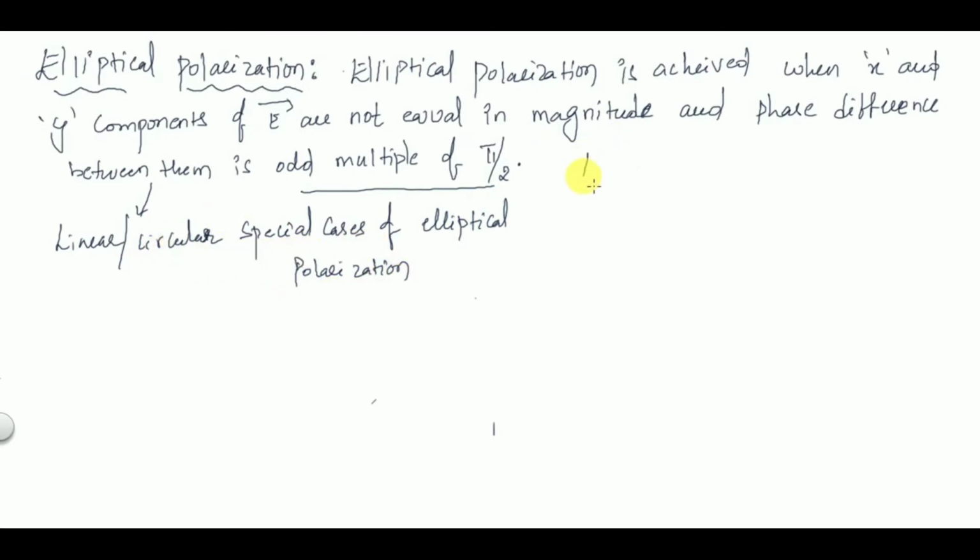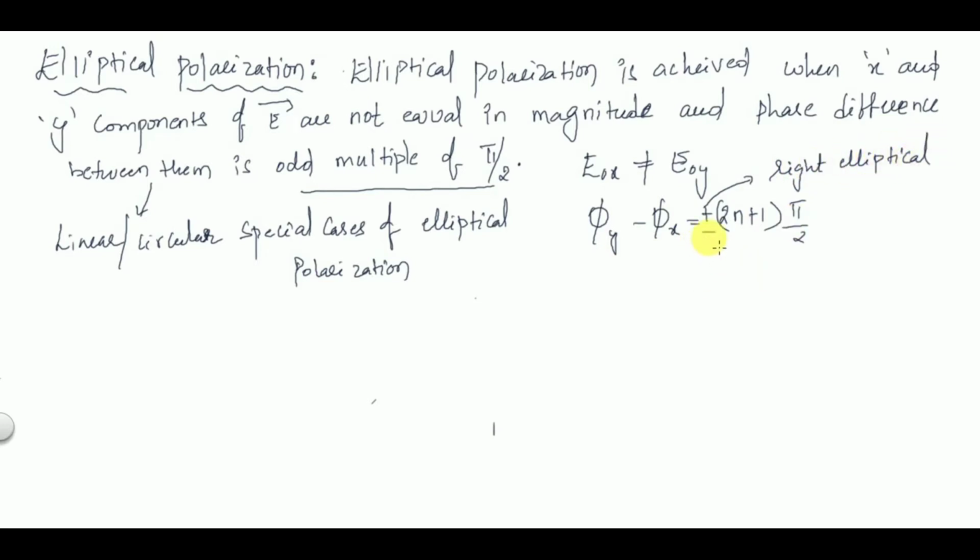So in this, EOX is not equal to EOY, that is, the magnitudes are not the same, and also phi y minus phi x, that is del phi, is equal to 2n plus 1 into pi by 2, again plus or minus. If it is plus, it represents right elliptical polarization, and if it is minus, it represents left elliptical polarization. Same concepts as circular polarization, right?